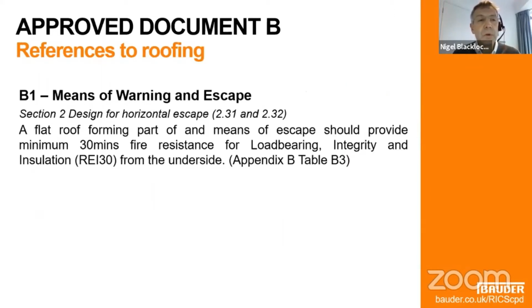So if we move into the first part, B1, which is means of warning and escape. The main area that flat roofing is mentioned here is that if you do have a flat roof and it has a means of escape across the top of it, and that means a prescribed means of escape, not just a roof that possibly could be escaped over, then there is a special provision required for the deck and the substrate, which will affect the performance of the deck materials and perhaps the ceiling.